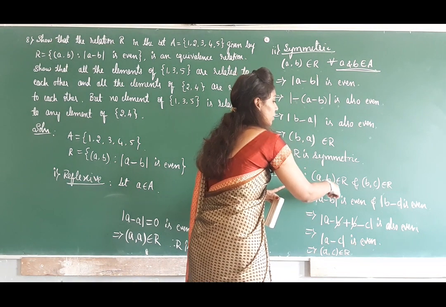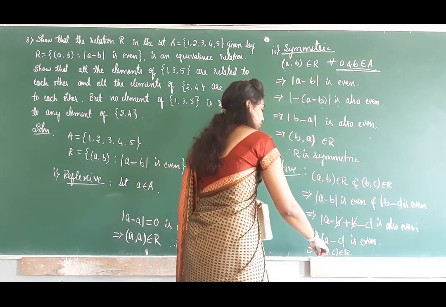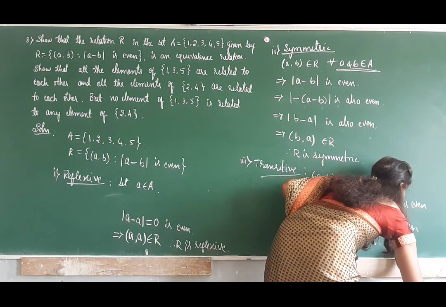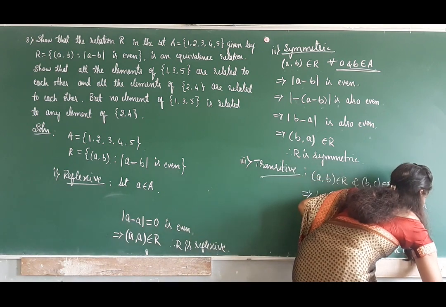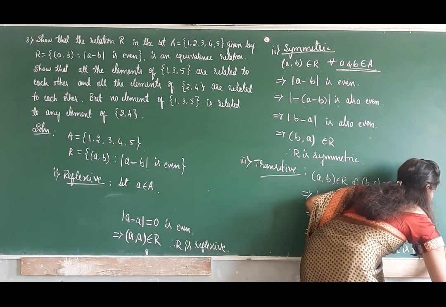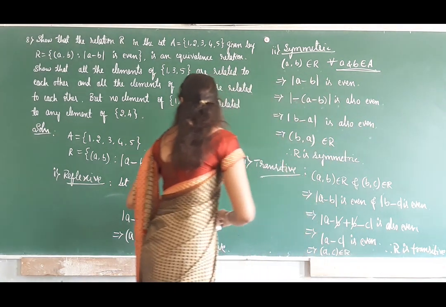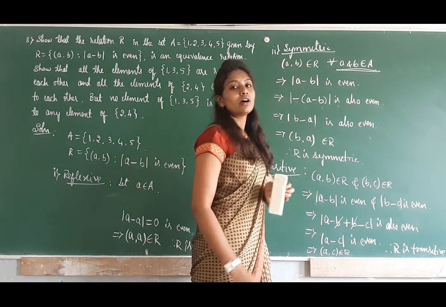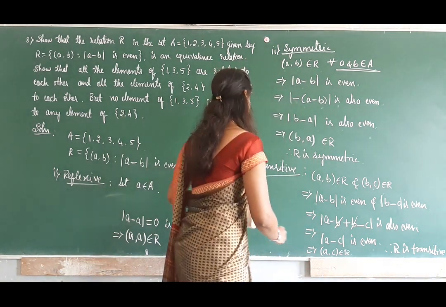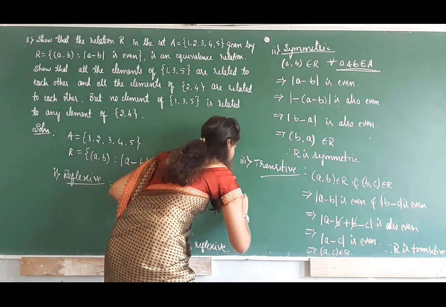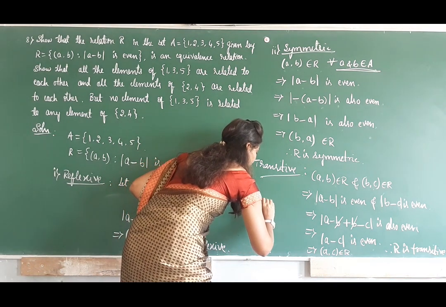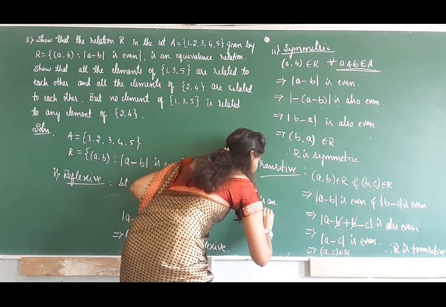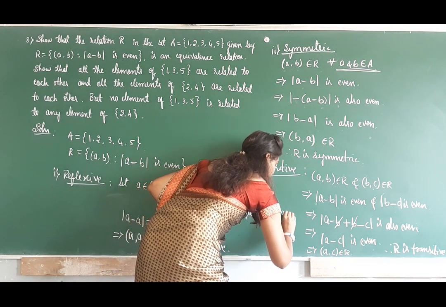First we had ab belongs to R, bc belongs to R. Then we got ac belongs to R. ac belongs to R means therefore R is transitive. See here, R is reflexive, symmetric and R is transitive. Therefore R is an equivalence relation. Equivalence relation. Is it clear?